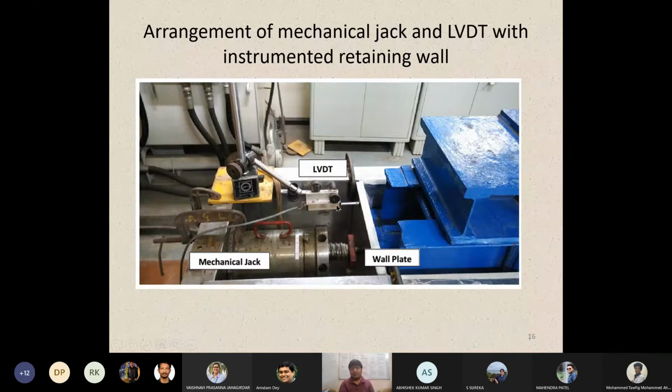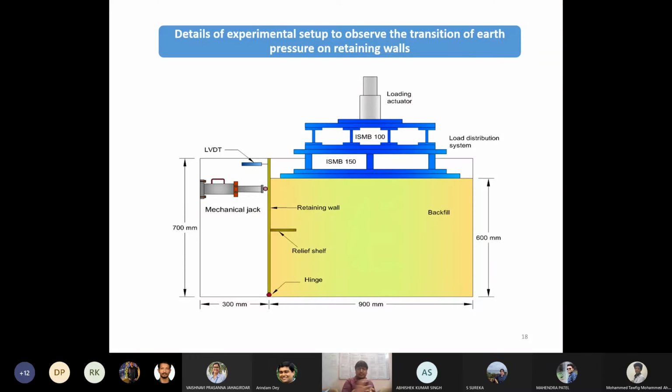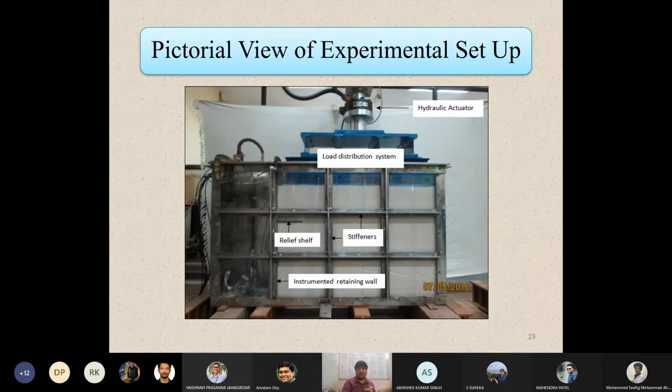And using this LVDT we have also ensured that the wall has not moved. Okay, so this is the information. Using this kind of deposition density and height of fall, we could maintain a relative density of 80% for the prepared sand bed, and we raised our surcharge loading from 0 to 50 kPa in incremental loads of 10 kPa. So this is the complete detail of the experimental setup, and you can have this pictorial view of the experimental setup. And using this hydraulic jack, we could apply our loading as we wanted.